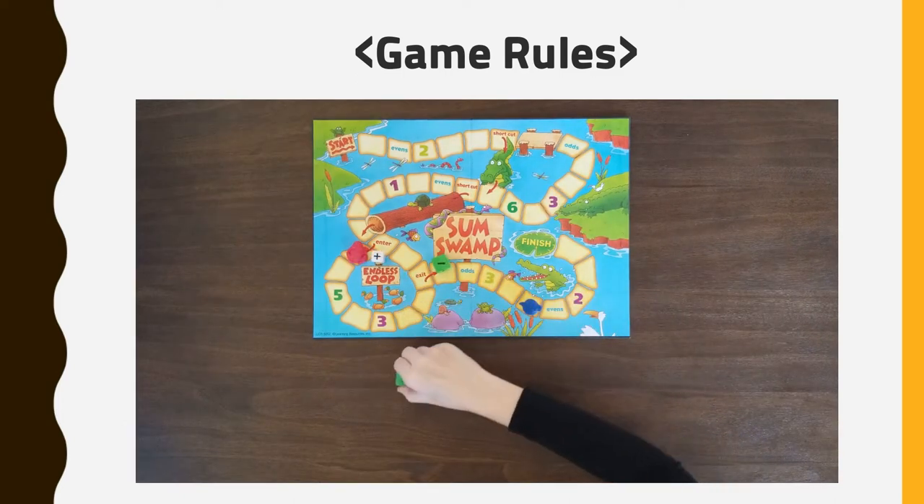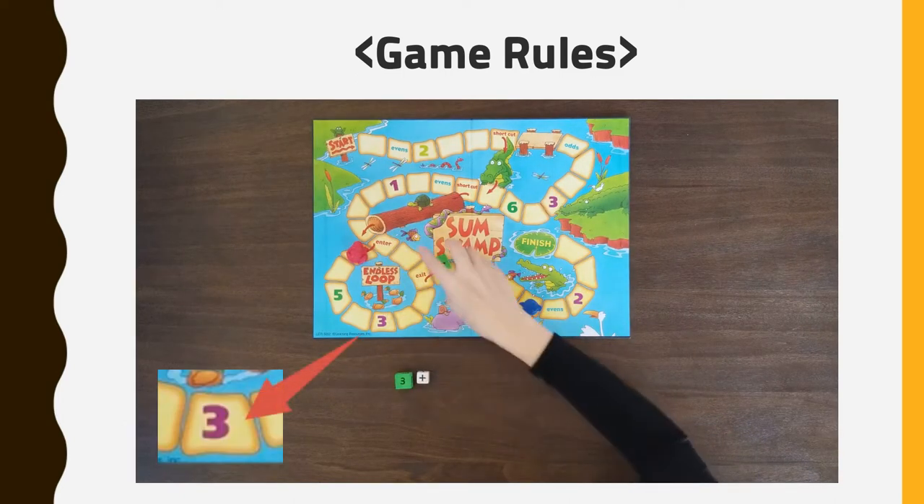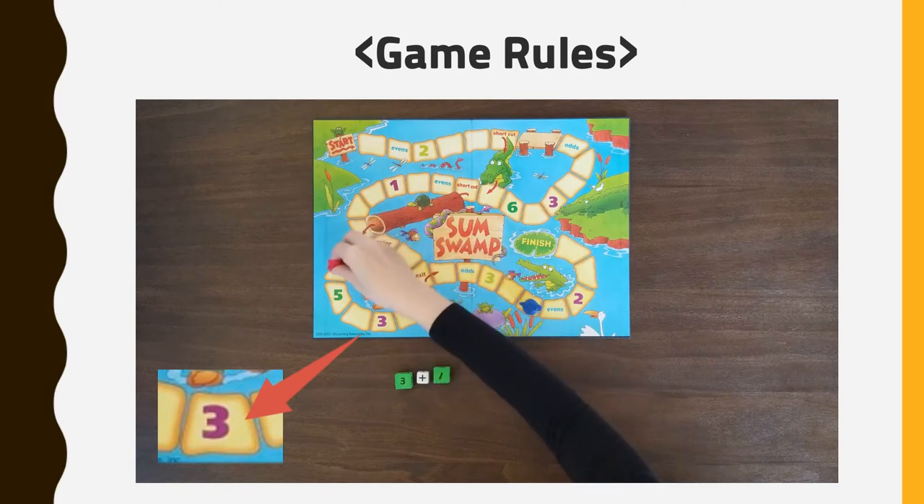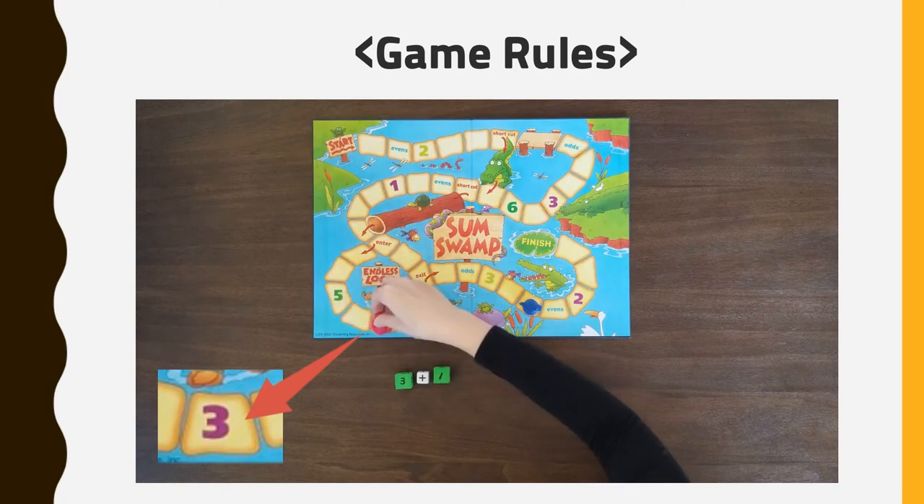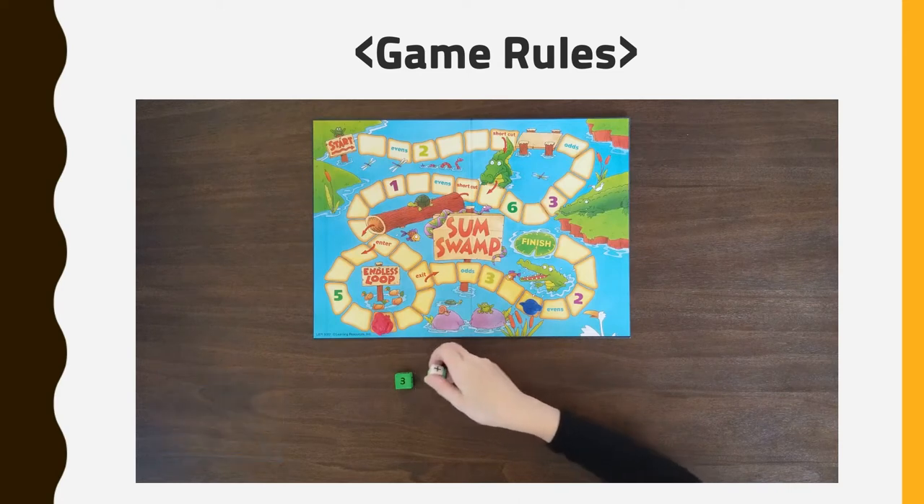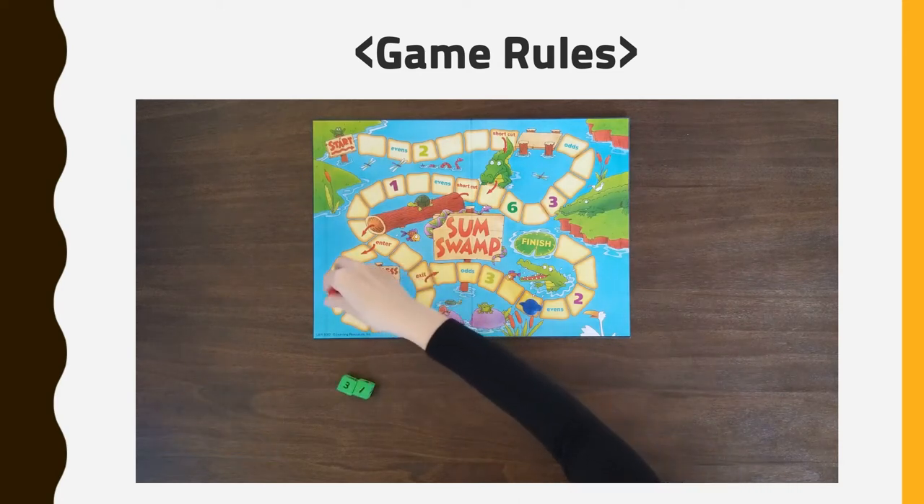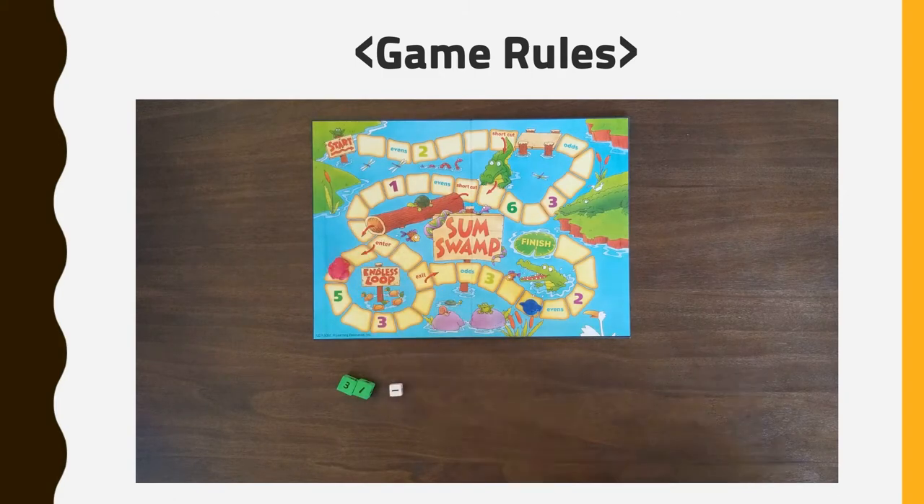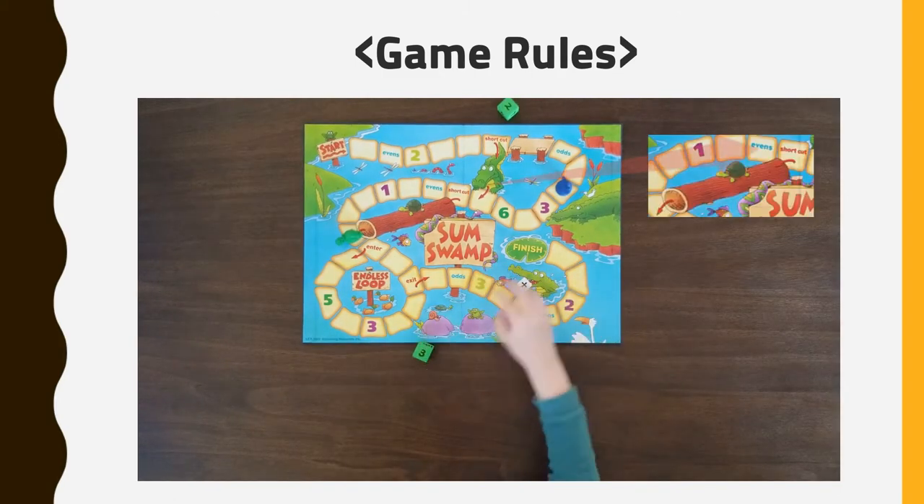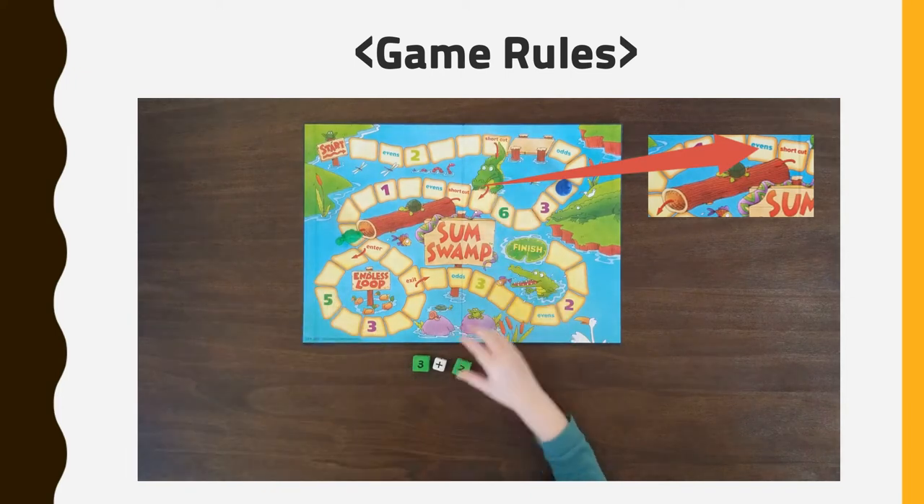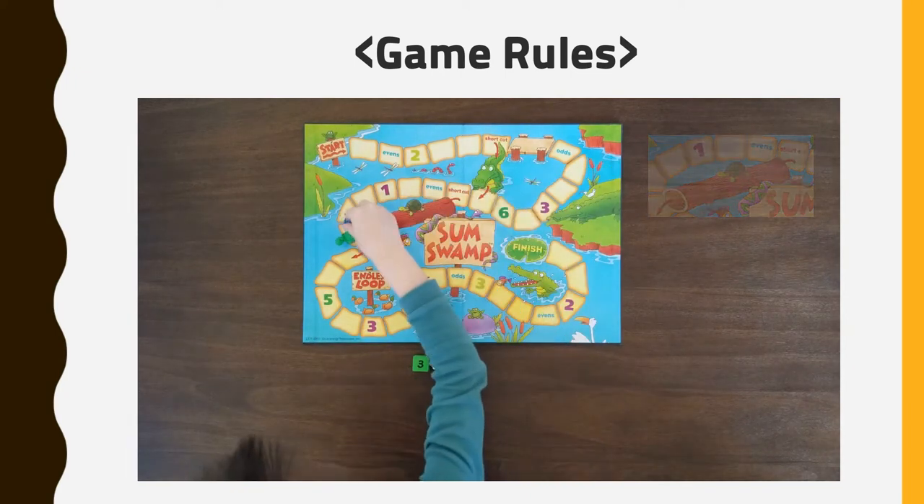If you land on a stone that has a number on it, roll the white operation die 1 more time. If it is a plus, move forward the number on that stone. But if it is a minus, move backwards that same number. If you land on a shortcut space, follow the arrow as indicated on the board.